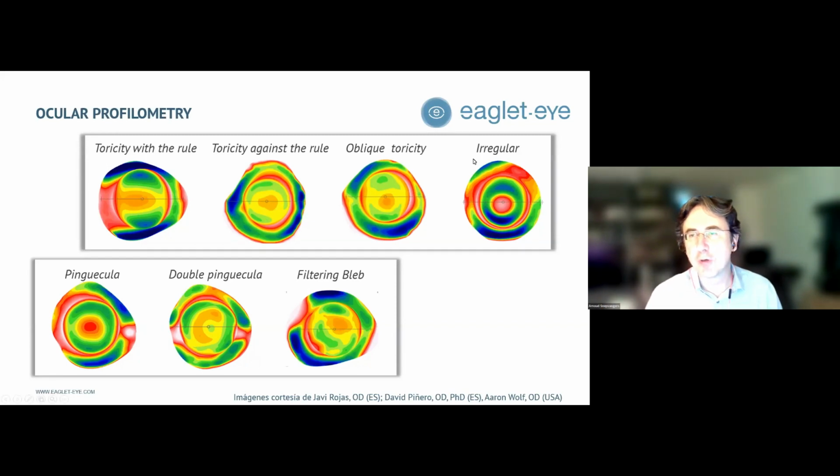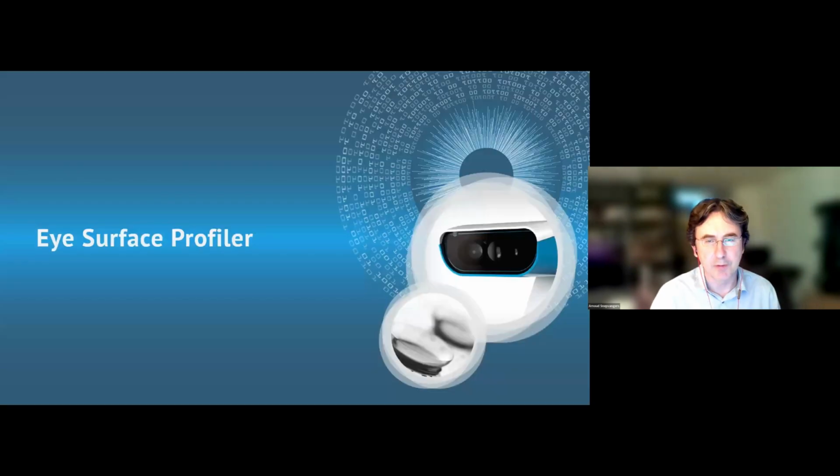And if you go to the one top right, you can basically see that at 2 o'clock there is a huge elevation. At 6 o'clock it's dipping down low, and around 9 o'clock it's getting up high again. So highly irregular. If we go to the one on the bottom left, what you can see here at about 9 o'clock, this white dot is actually indicating a pinguecula, and the one in the middle is 2 pingueculae, and here is a filtering bleb. So all kinds of lacerations, all kinds of anomalies can be measured with the eye surface profiler.